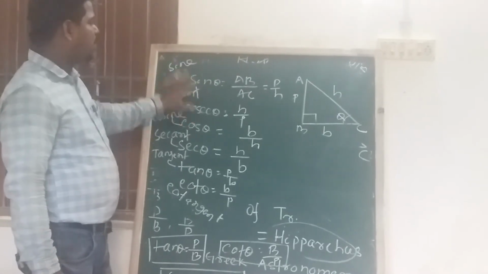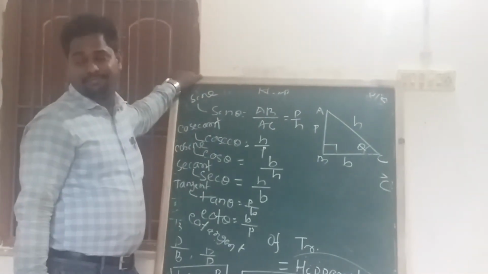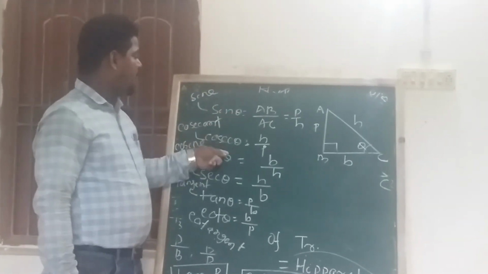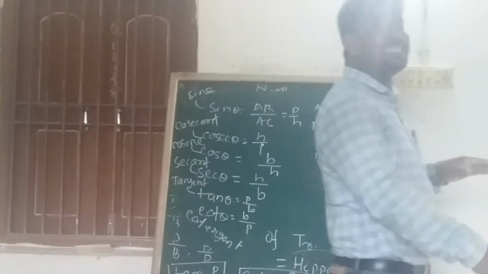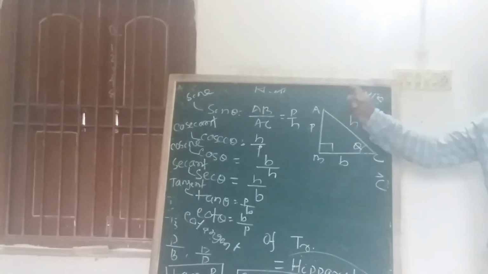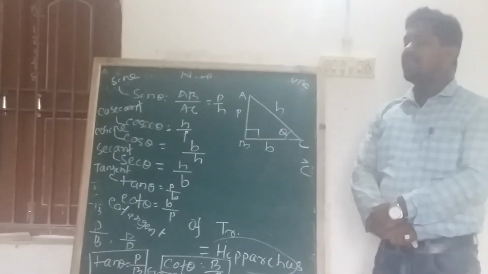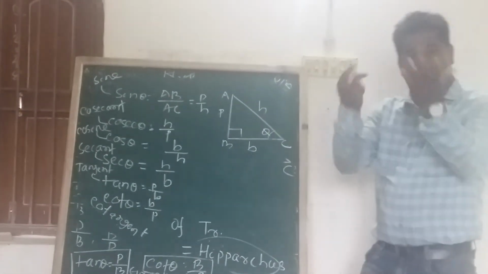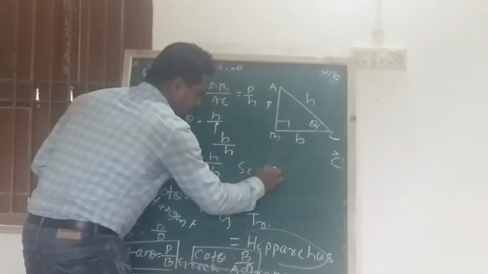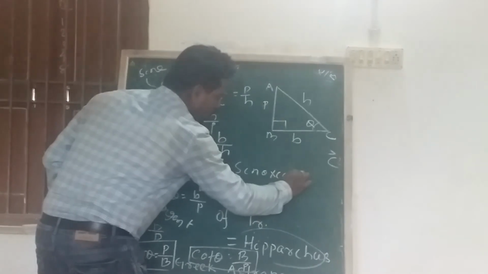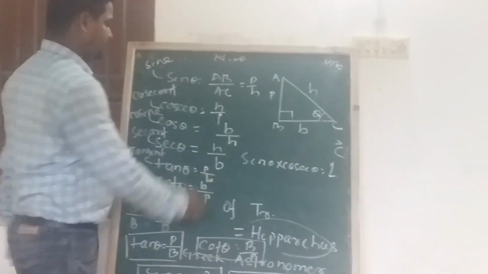Both sin theta and cosec theta are reciprocal to each other. That means if you multiply sin theta with cosec theta, the result will be 1. This is another formula developed. That means sin theta into cosec theta is equal to 1. It is another formula.